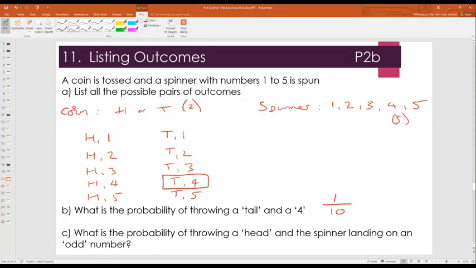And then for part C, similar sort of thing. What is the probability of throwing a head and the spinner landing on an odd number? So we need to now think of, I'll do it in a different color, what possibilities we've got where it's a head and an odd number together. So that's one of them. Heads and 1 would work, wouldn't it? Heads and 3 would be fine, and heads and 5 would be fine. So that is a 3 out of 10 chance, because there's 3 ways of getting what we want out of 10 in total.